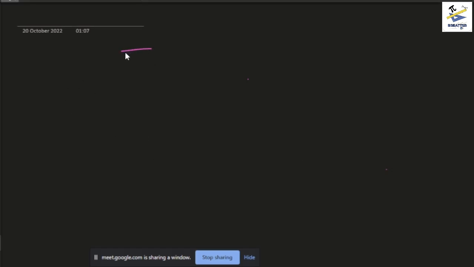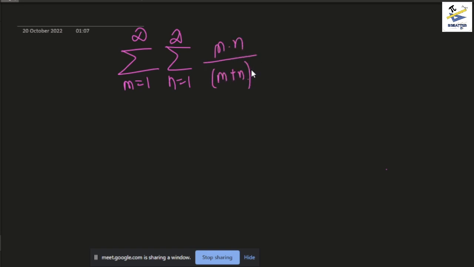So we are given the sum, m equals 1 to infinity, n equals 1 to infinity, of m times n divided by (m plus n) whole factorial, and we have to prove that this equals 2 by 3 times e.